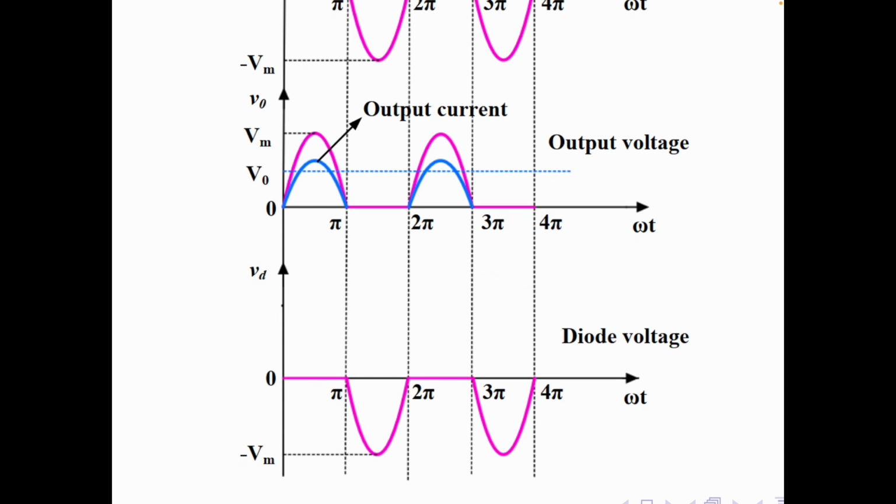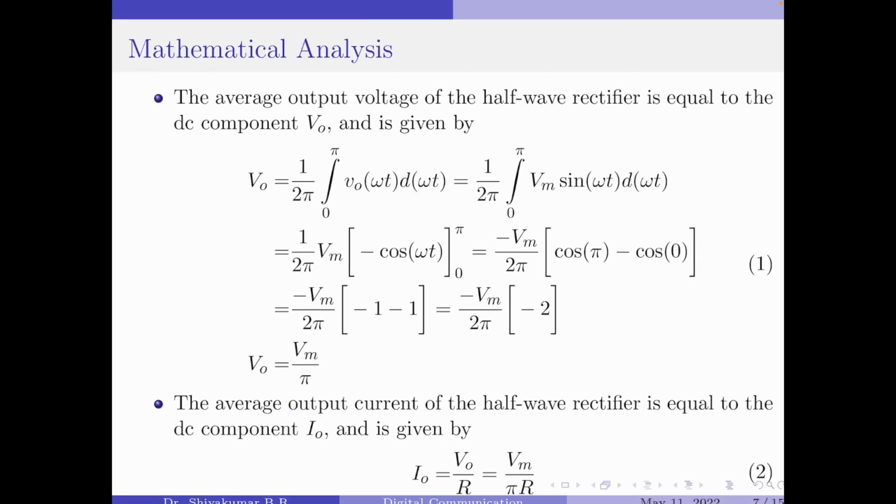Further, as I previously explained, during the positive half cycle of the input supply, the output voltage is equal to input voltage, assuming a lossless diode. Therefore, when I write the equation for the DC component V0, it is given by 1 divided by 2 pi, where 2 pi is the period of the overall operation, integral 0 to pi, because during the negative half cycle output is 0. What we are integrating is the output voltage, which is V0 omega t d omega t.